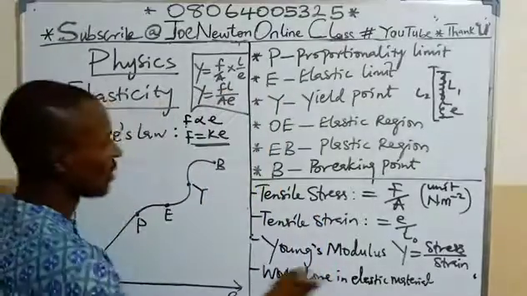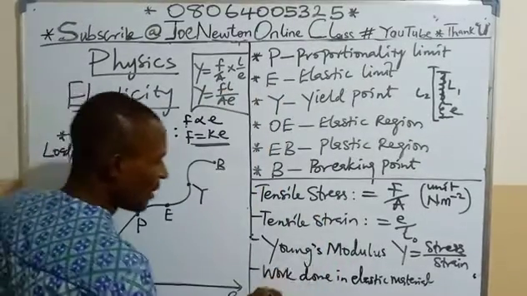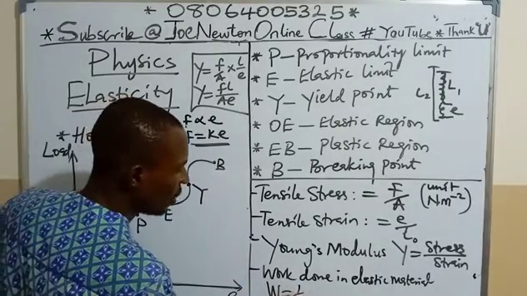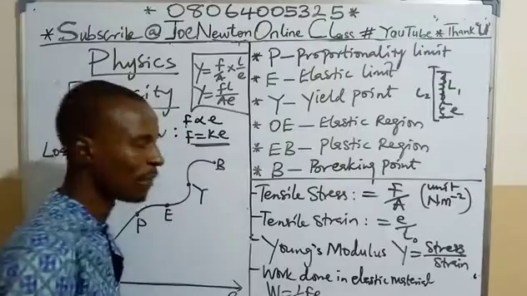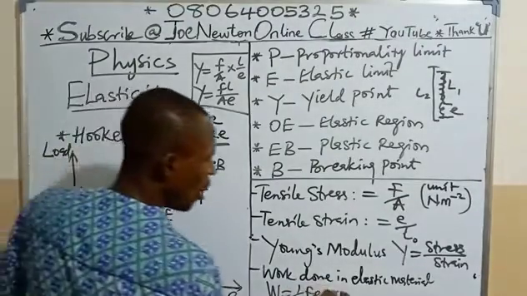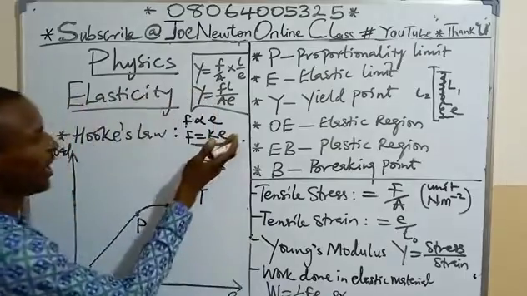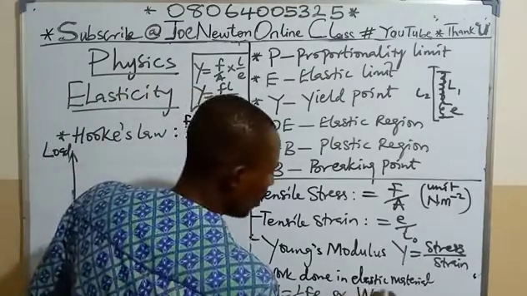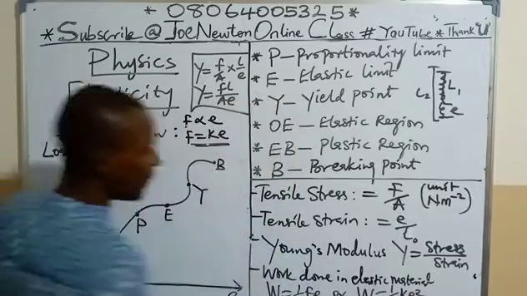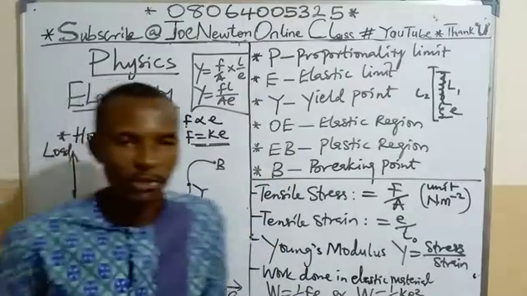Okay, so what is the formula for this work done? The formula is given by work equals 1 over 2 Fe. So work done in an elastic material equals 1 over 2 Fe. Or, since F is equal to Ke, it can also be work equals 1 over 2 Ke squared. So this is the formula for work done in an elastic material.